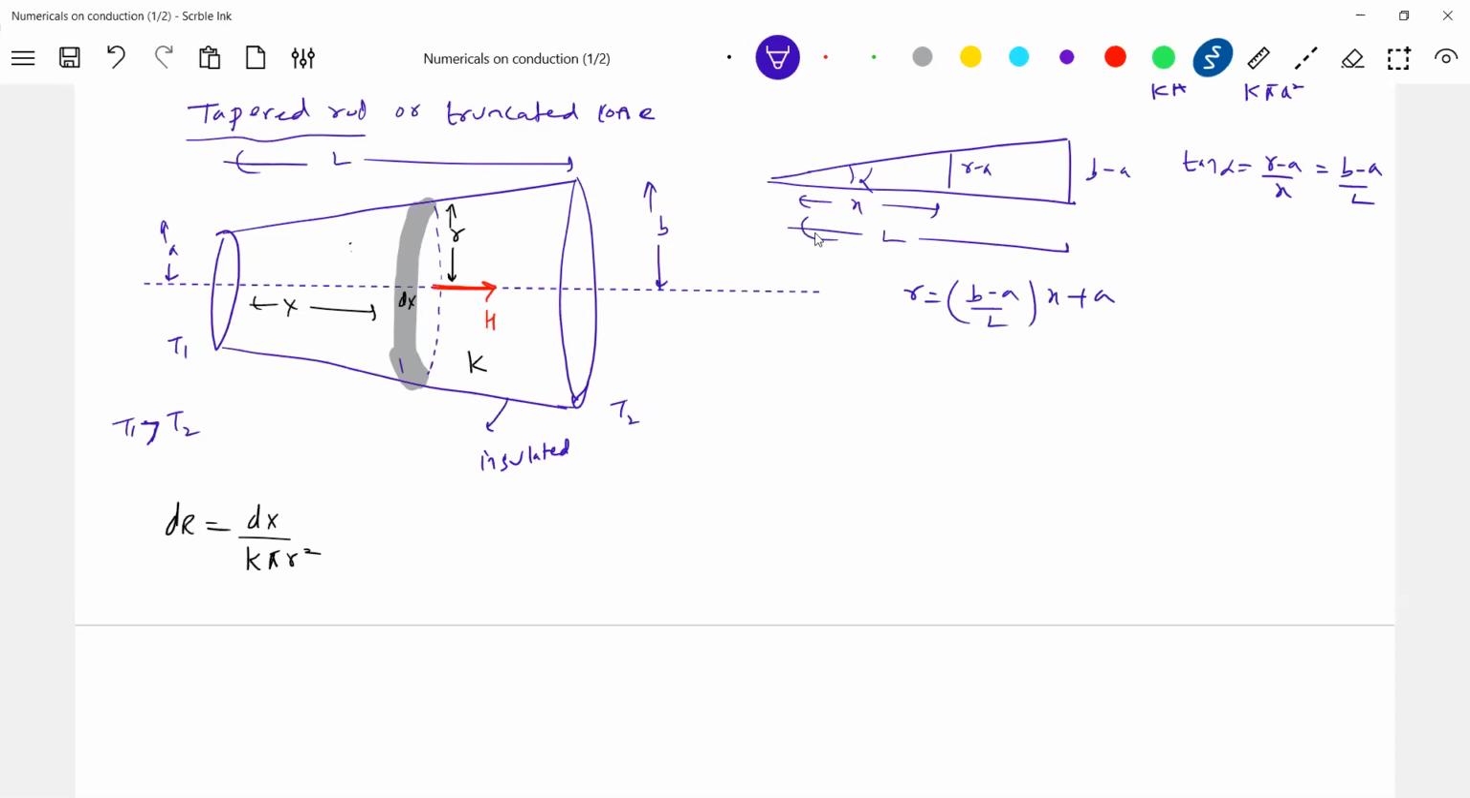So what shall I replace? You can replace r or you can replace x, anything. Let me replace dx. If I differentiate this, dr equals, and replacing dx here, dR is equal to 1 by K pi r square times dx, which is L dr by B minus A. Rewriting, L by K pi B minus A, r to the power of minus 2 dr.